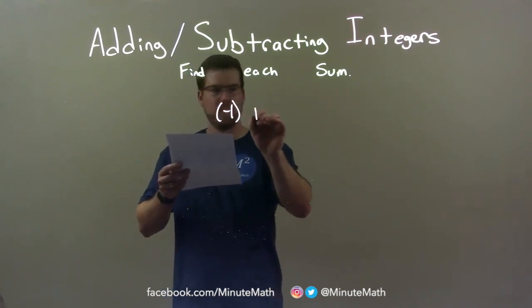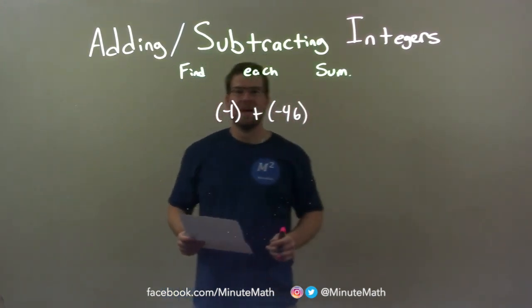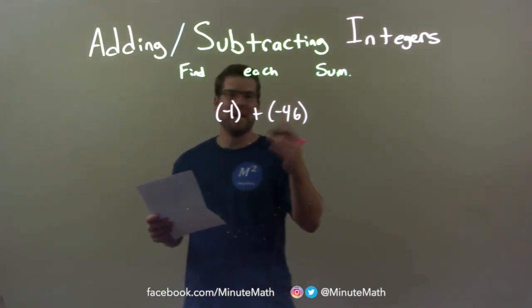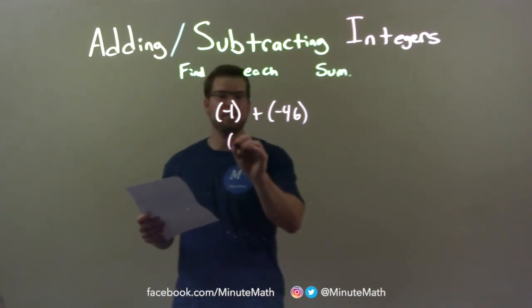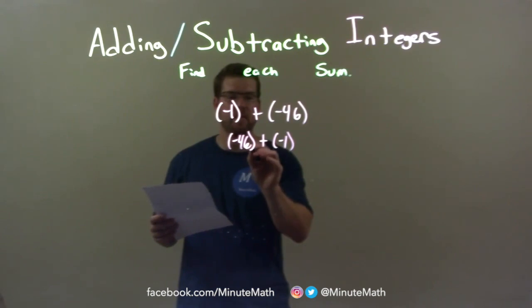Negative 1 plus a negative 46. All right, so negative 1 plus a negative 46. Well, this one, I kind of flip it around, I think it's easier to see: negative 46 plus a negative 1.